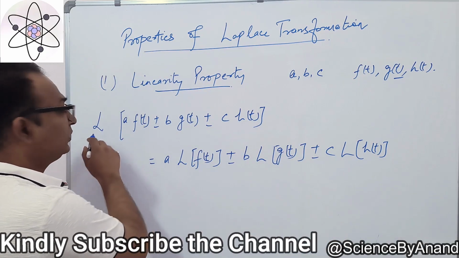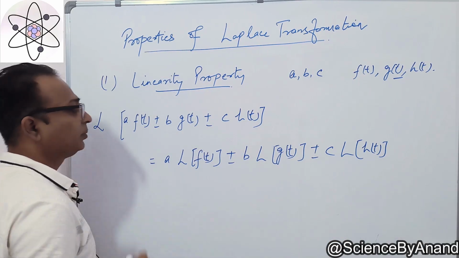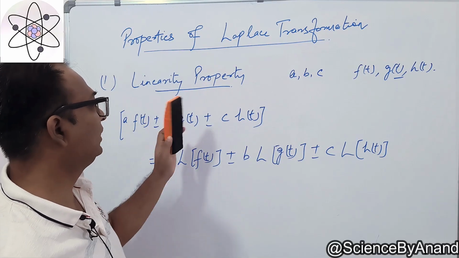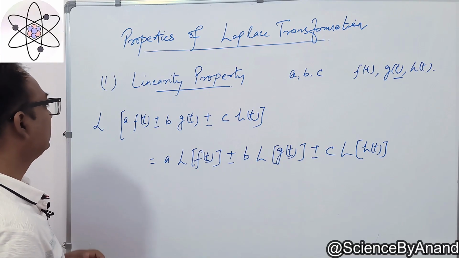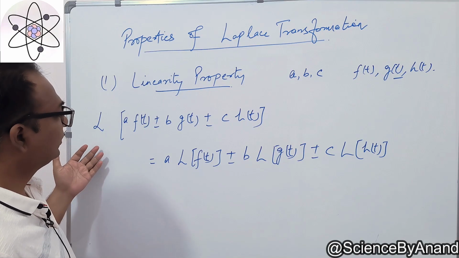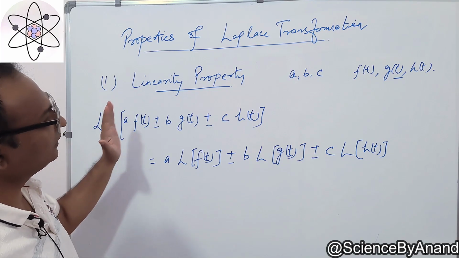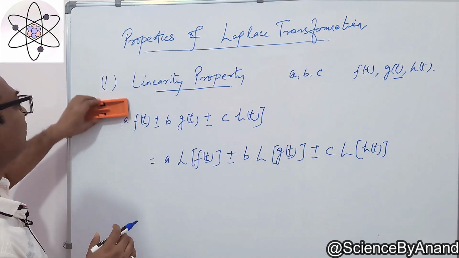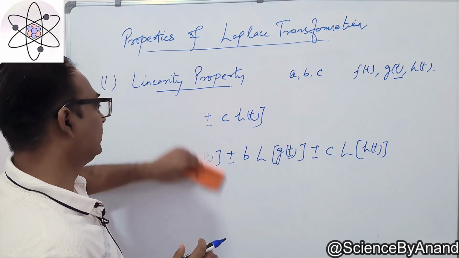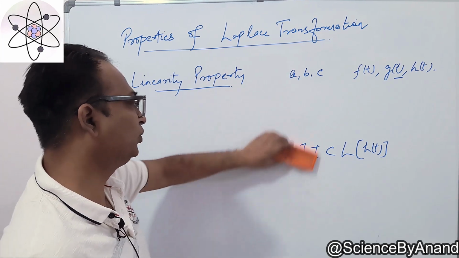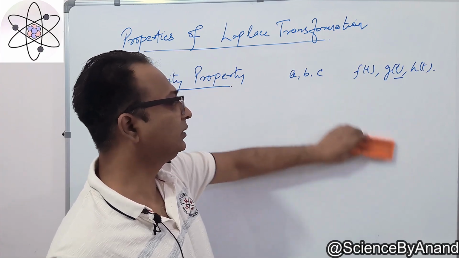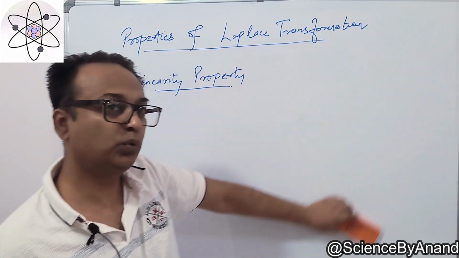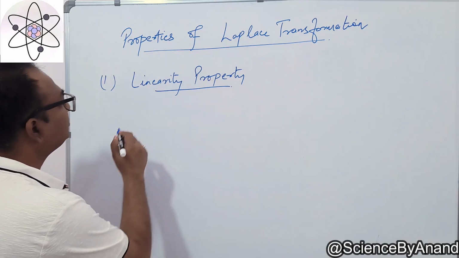This is why L is called a linear operator, because the linearity principle can be applied. So this is linearity property. We'll prove this. Why do we need proof? Because if you prove properties and theorems, you'll understand the basic approach of solving problems.